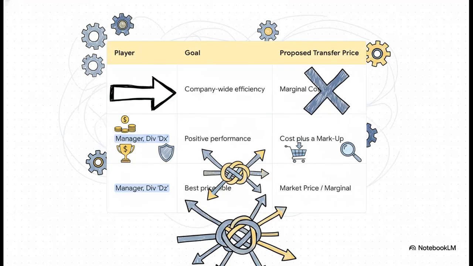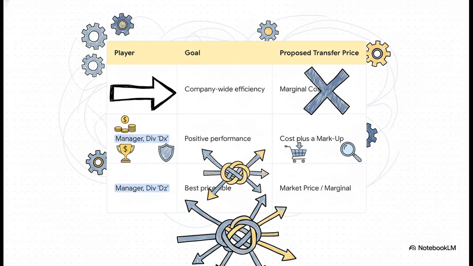Okay, this table gets right to the heart of the problem. You've got three players, and they all have completely different goals. The CEO is looking at the big picture, right? Company-wide efficiency. For them, transferring goods at the lowest possible cost, the marginal cost, just makes sense.